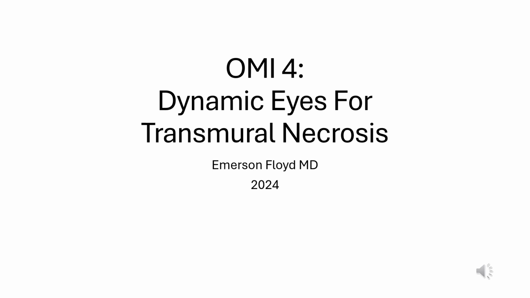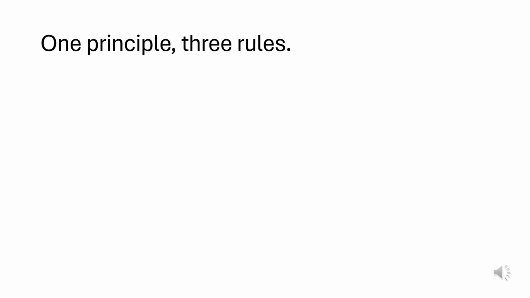Our fourth video will concern developing dynamic eyes for transmural necrosis and not being fooled by some persistent myths about the presence of Q waves. In this video, we will introduce one principle and three rules. They will answer the questions, why do Q waves happen, and what are markers of abnormal Q waves?